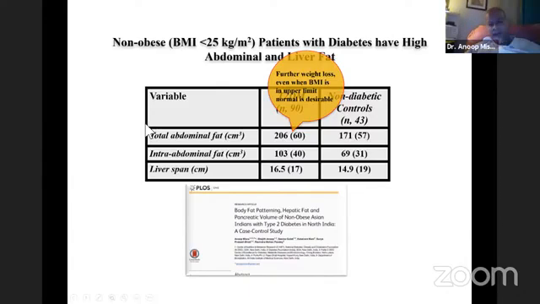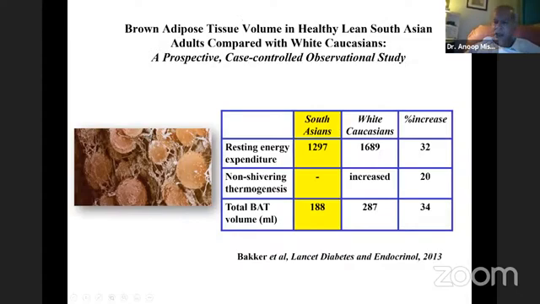As far as brown adipose tissue is concerned, we have talked about how to measure brown adipose tissue, but there's a difference of brown adipose tissue in the South Asian population. Look at this, total BAT volume of South Asians, this is a UK study, was far too less than white. That means non-shivering thermogenesis was increased in whites and not in South Asians, and resting energy expenditure was far too low. So sitting, we are at a metabolic disadvantage. So when both people are sitting, South Asian and white Caucasian, the white person is spending more energy because of the brown adipose tissue.